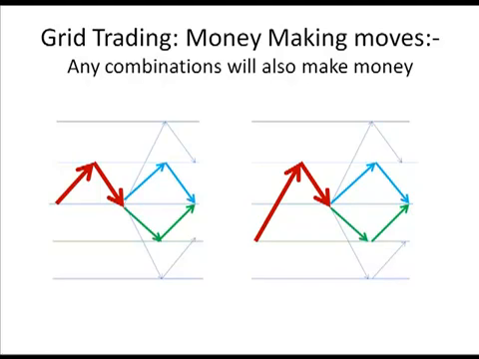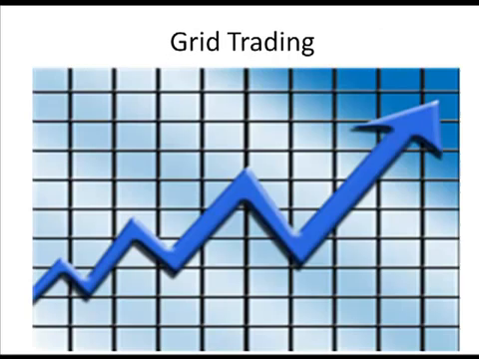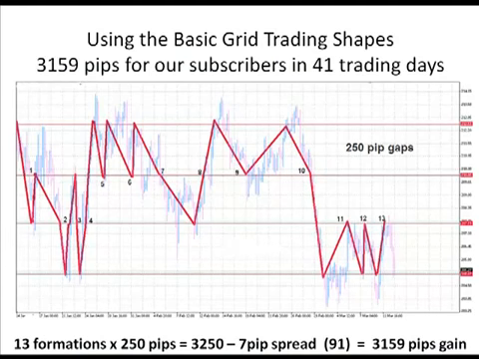So there's a lot of combinations which give you profitable opportunities. And here's an example of where we used a 250 pip gap, and there are the grid lines traded on this currency. This was a subscription transaction, and this shows the formation.